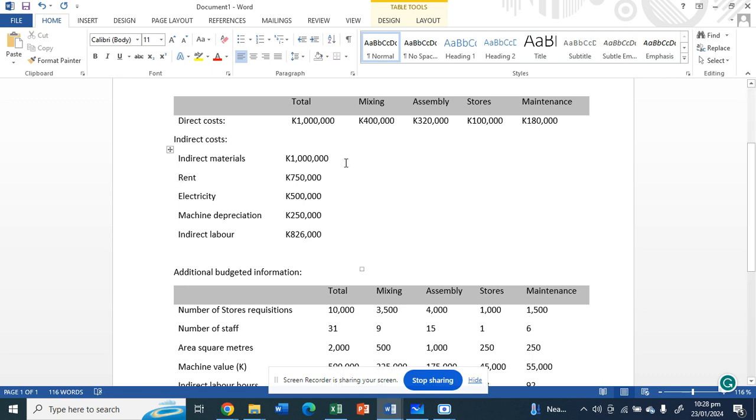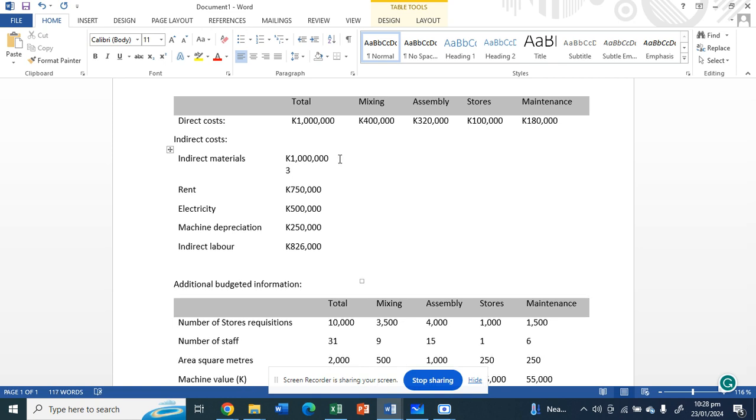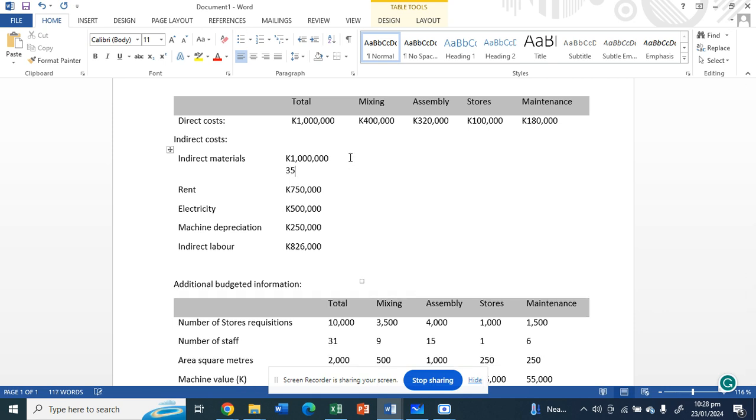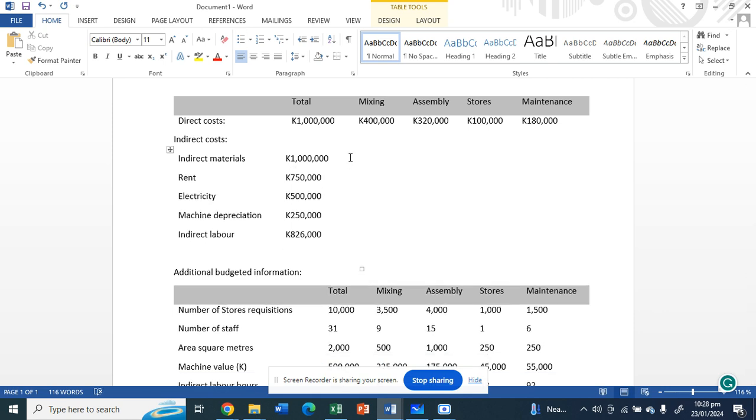Oops. This is the 1 million. Ish, why is it refusing to come here? Okay, I'll make a table. Once we've done the tabulations, I'll make a table. All the answers we're getting, we're going to be putting there. So that 350,000 will come here under mixing.